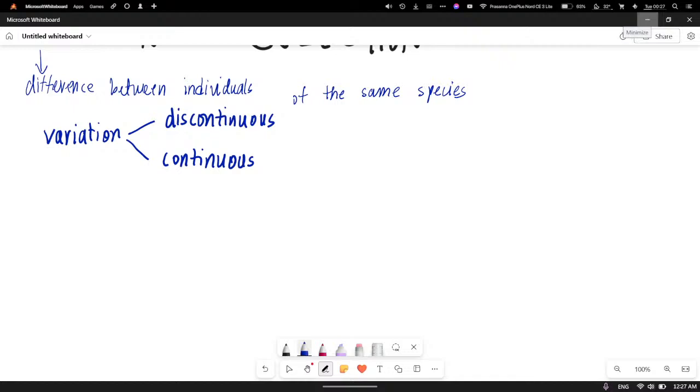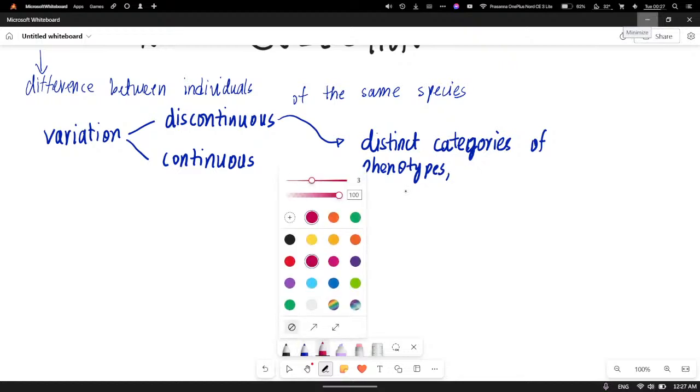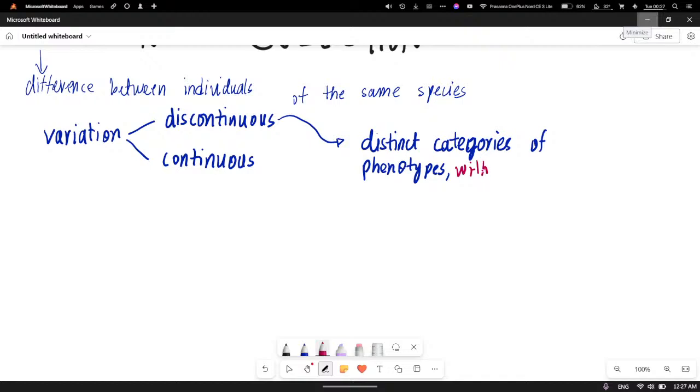So discontinuous variation is a variation in which there are distinct categories of phenotypes with no intermediate. So I have to write down the definition because it's important. So there are what? Distinct categories of phenotypes, let me write this down in red, with no intermediates.